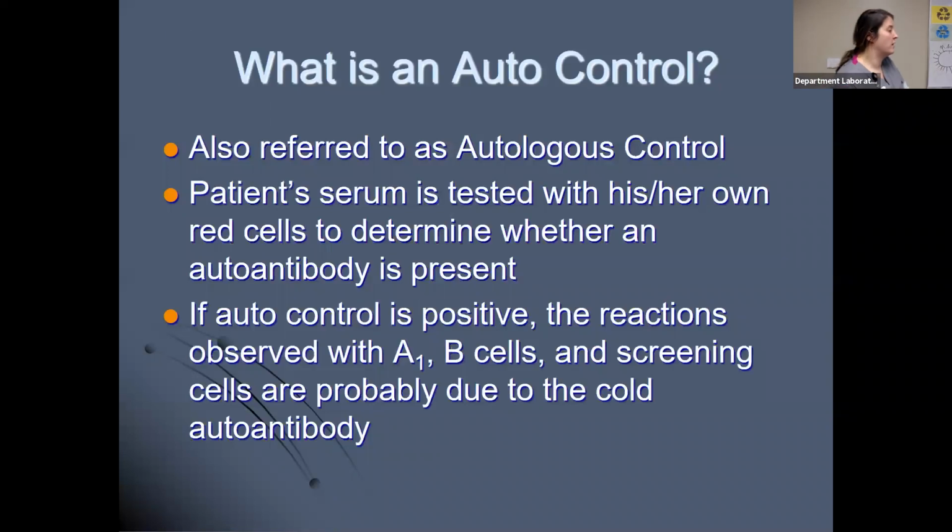If your patient has a cold reacting autocontrol, you could warm it up to 37 degrees. Those reactions will probably dissipate. If it's a warm reacting autoantibody, then it causes huge problems for blood bank because it's going to interfere with all of our testing. When we do our antibody screen, we do our panel identification, our DAT is going to be positive, our elution is going to be positive, everything is going to be positive in a warm auto. Okay? In a cold antibody, we can usually get rid of those reactions. Right?